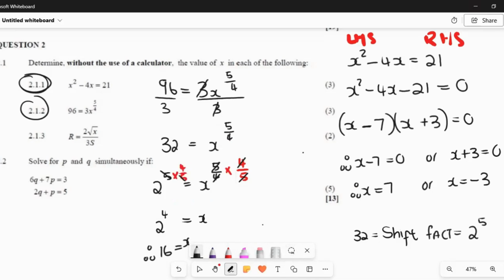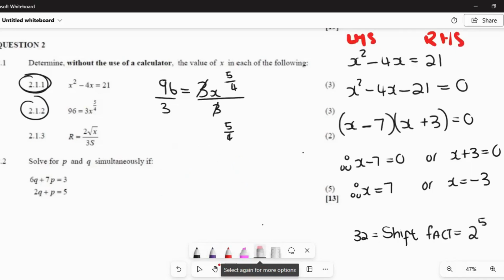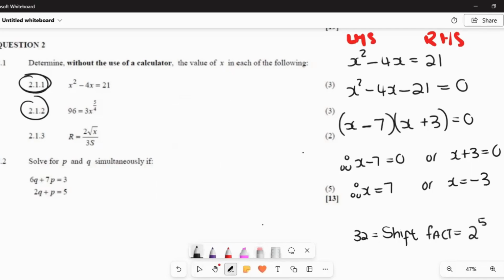Okay, so this as well is one of those questions where you can score marks very easily. And then going on to question 2.1.3. In this case, this question is not an equation where we are going to find the exact number. We're just going to make x the subject of the formula. I will show you guys what I mean by that.